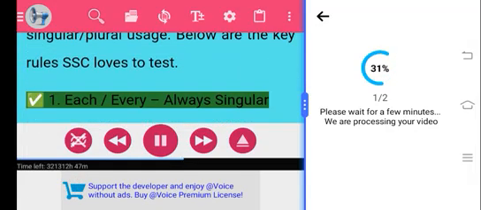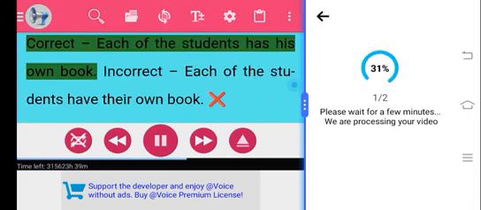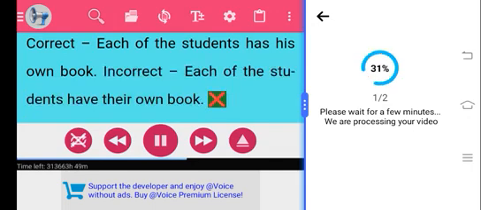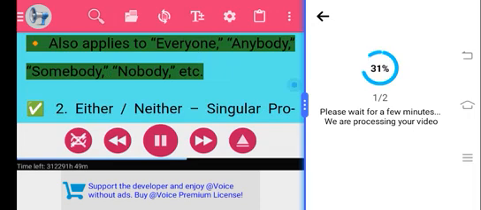Rule 1: Each, every, always singular. These pronouns are always singular and must be followed by singular verbs and singular pronouns. Correct: Each of the students has his own book. Incorrect: Each of the students have their own book. Explanation: each equals singular, so it needs has, and his or her, not have and their. This also applies to everyone, anybody, somebody, nobody, etc.